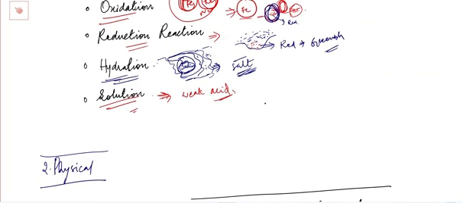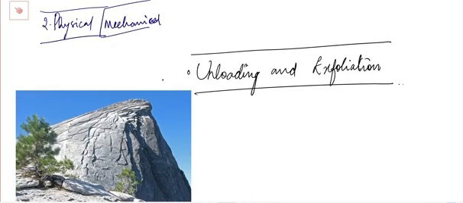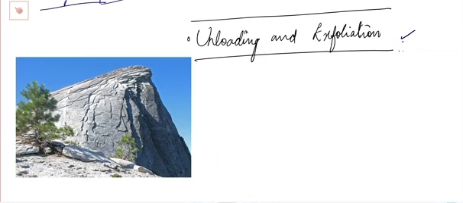And now let's see physical, or mechanical, weathering. In physical or mechanical weathering, the first is unloading and exfoliation. By seeing this image, we can get clarity: unloading is a simple term. If this is a slope, due to weathering there is a removal, and the weathered particles reach the ground surface. This is what is known as unloading.